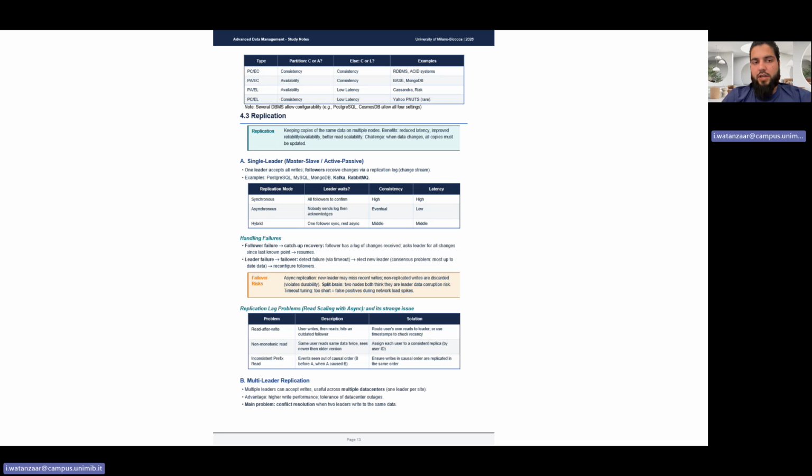There is again a challenge associated with this: all copies must be updated. So for addressing the issue of all copies being updated, we are introducing three different concepts, which are really important to address these issues.